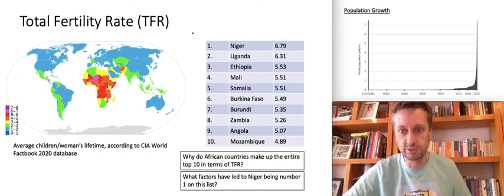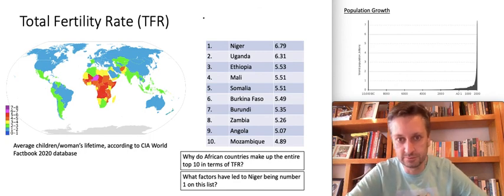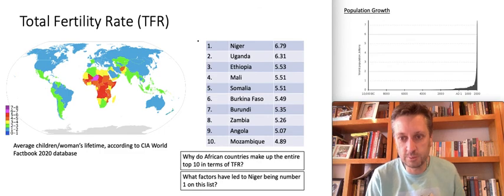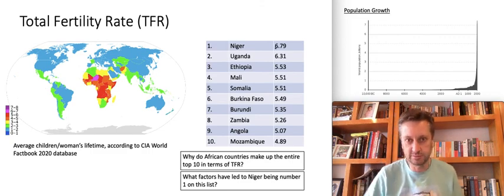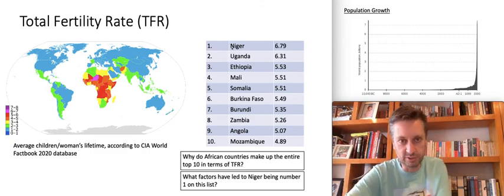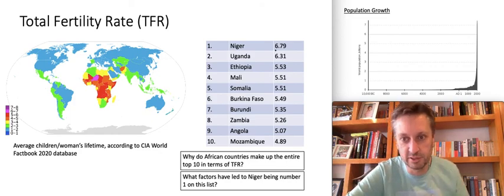And I did some research before making this. I didn't know this until just before I started making this video. The entire top 10 countries in terms of total fertility rate are all African countries. Number 1 is Niger, with an average of 6.79 children per woman per lifetime in that country.